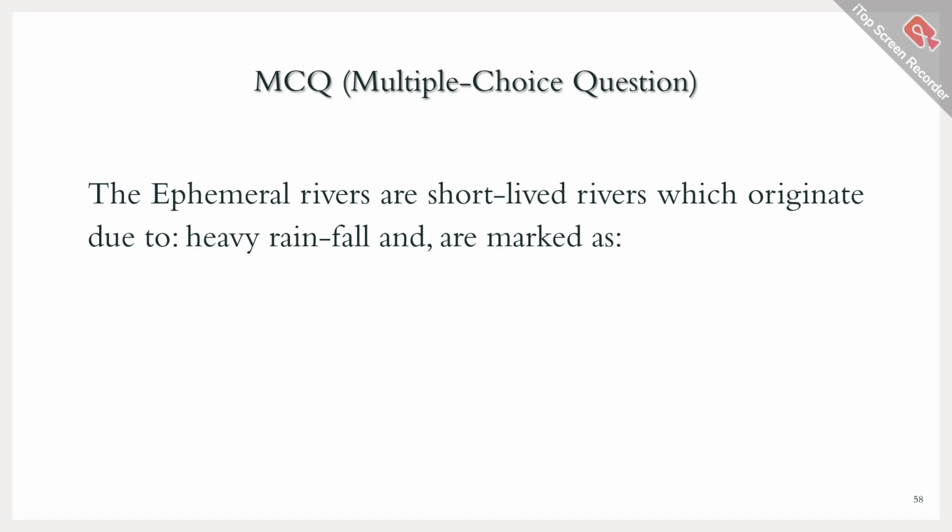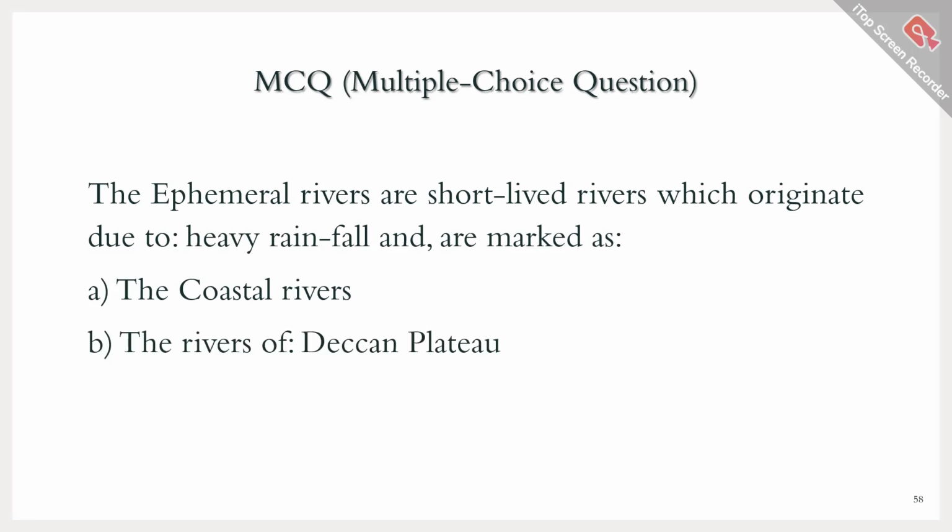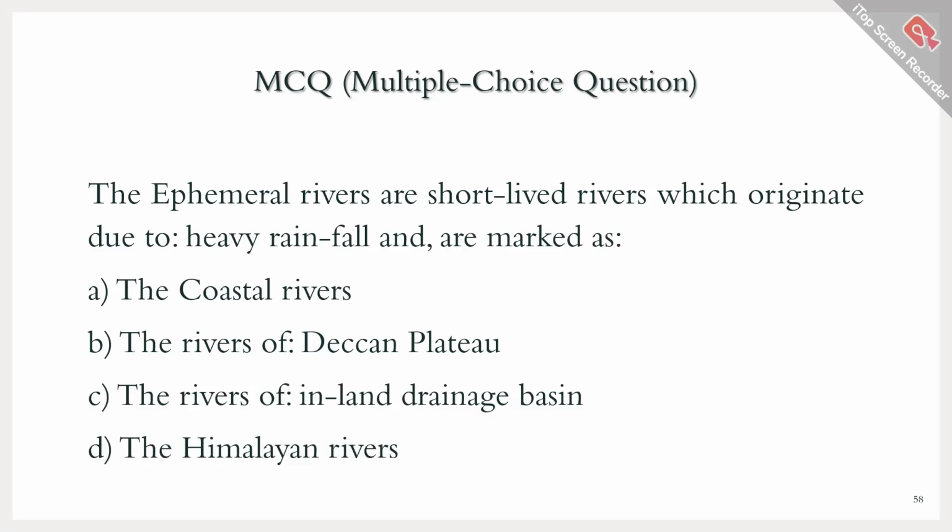Okay. Next MCQ. The ephemeral rivers are short-lived rivers which originate due to heavy rainfall and are marked as option A, the coastal rivers, option B, the rivers of Deccan Plateau, option C, the rivers of inland drainage basin, option D, the Himalayan rivers.